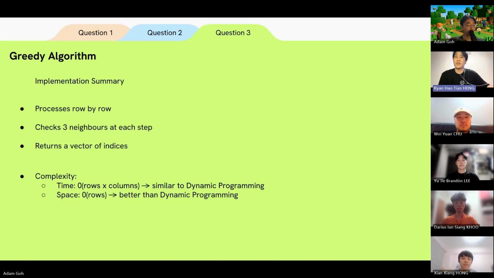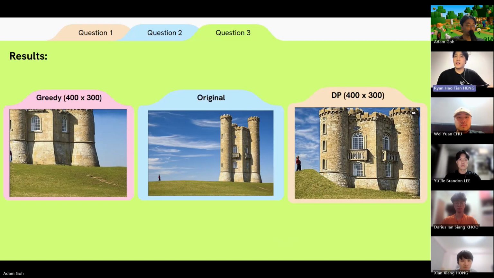Now let's look at our results. Next. We tested with a 60% reduction, removing over 1,000 seams. Here's the greedy output, and you can see that the castle towers are warped and the person is unnaturally stretched. Compare this with the dynamic programming result, which maintains a natural appearance. The difference is quite clear to see, and from there, Adam will run the program for our greedy algorithm.